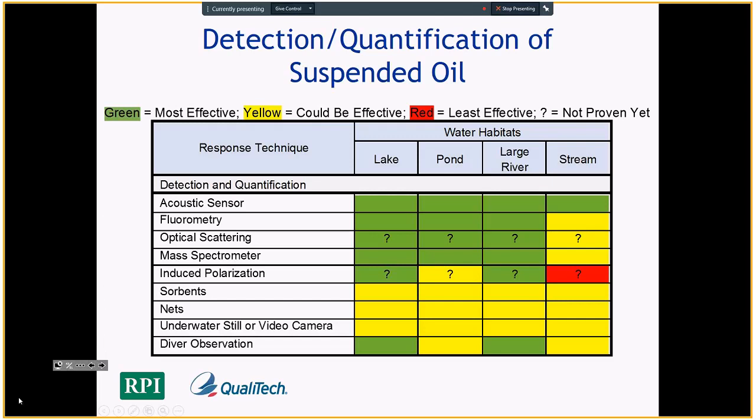Acoustic sensors, barometry, optical scattering, induced polarization. There are a lot of questions on these things, because they're not quite off the shelf. They're prototypes. Now, there are also Thorman's nets, fly cameras, and divers put down.